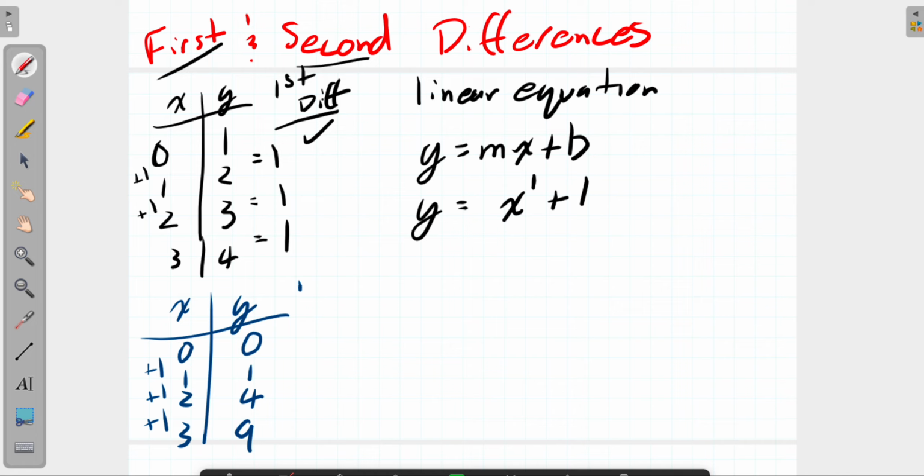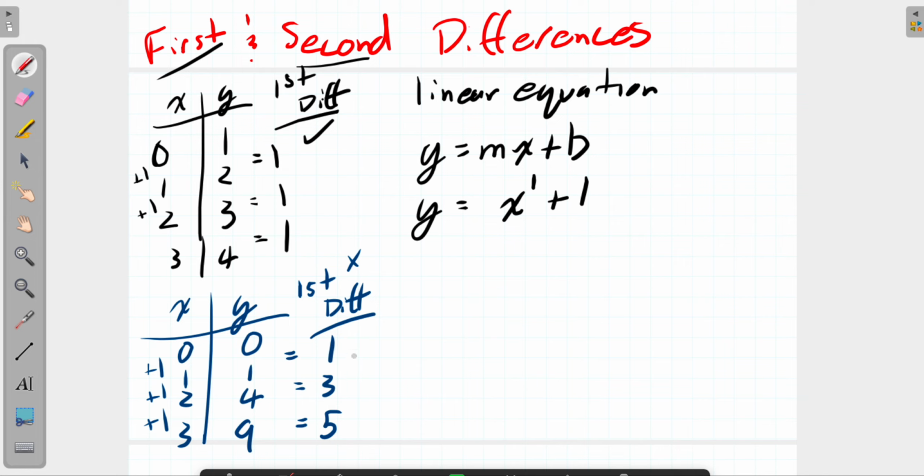The very first step is to take the first differences. So we do the same thing we did in the original. Okay, and we take a look. Well, 1 subtract 0 gives me a value of 1. 4 subtract 1 gives me a value of 3. 9 subtract 4 gives me a value of 5. First differences did not check out, which means this is not a linear relationship.